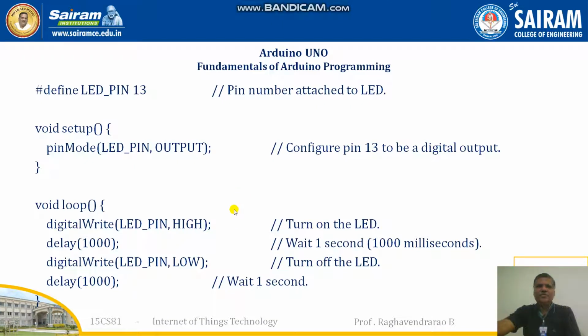Hardly 4 lines of code it is going to be. First is initialization, second is configuration of that, where you should output, and processing. That is nothing but you have to make it once high and once low, and give some time gap between that particular switch on and off, so that we can identify easily that blinking is happening.